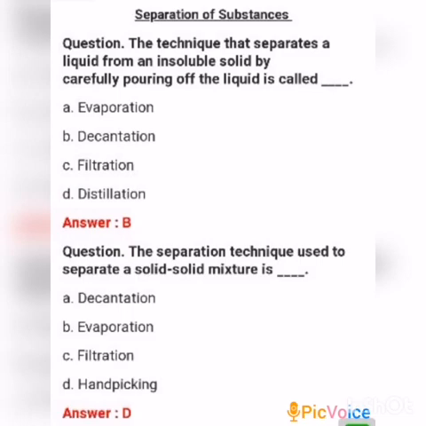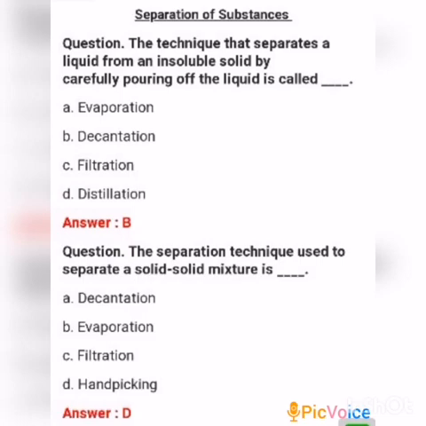In the previous class, we have completed the book exercises for chapter 5, separation of substances. In this session, we are going to write some more question answer for the same chapter. Write the question and answer in your chemistry note children.